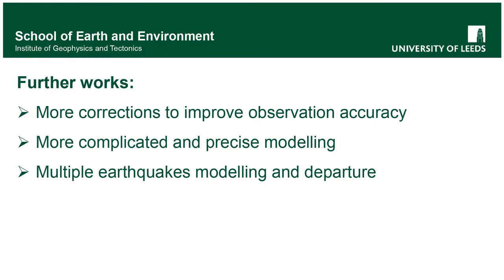Future work will include more corrections to improve observation accuracy, since we can see here the observations are very noisy. And the second thing, we will use a more complicated and precise model. For example, we will consider the signal effect. And the last thing is we will use multiple earthquake modeling, because for some regions like Iran, there are many earthquakes, and we can't just use a single model to model one earthquake. We might use multiple models to model all the earthquakes at the same time.